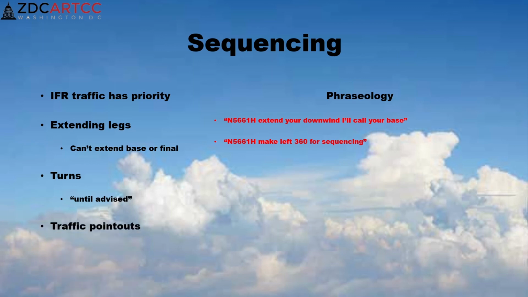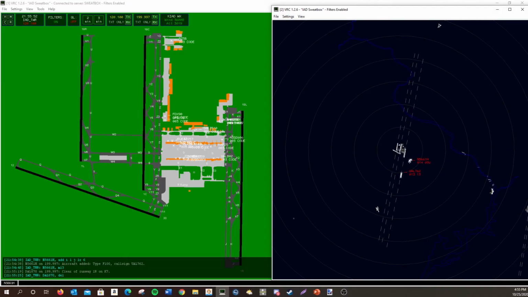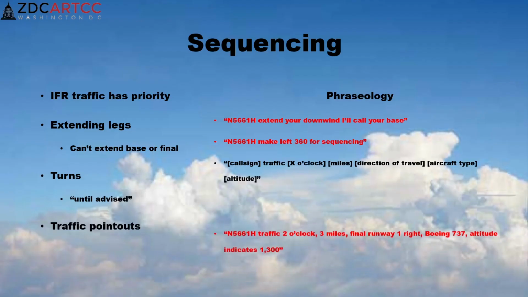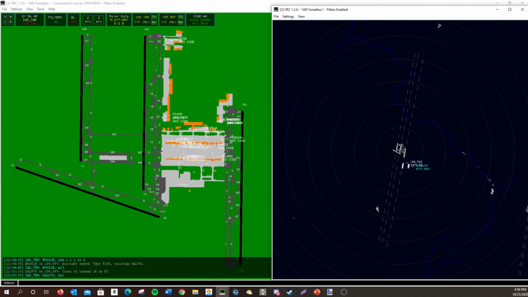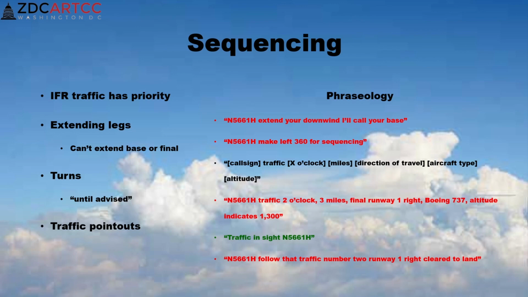You can also use traffic pointouts to help you sequence traffic. The format is: call sign, traffic, position of clock, miles, direction of travel, aircraft type, and altitude. If any one of these is not known, you would skip that part of the traffic point out. For example: November 5661 Hotel, traffic 2 o'clock, 3 miles, final, runway 1 right, Boeing 737, altitude indicates 1,300. If the aircraft receiving the traffic point out reports traffic in sight: November 5661 Hotel, follow that traffic, number 2, runway 1 right, clear to land.